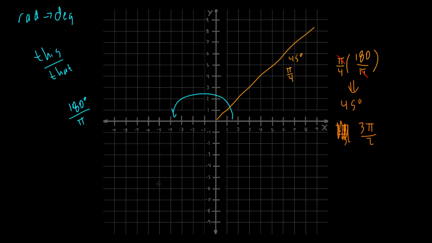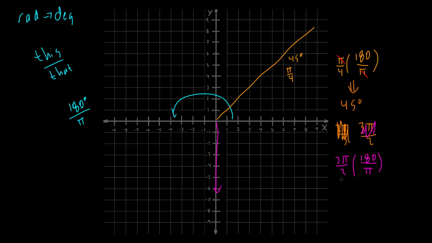So let's do this in a different color. This is the one we're working on, and that is 3 pi over 2. That's the angle we know, and we're going to multiply that by our little conversion thing. Remember, it's this divided by that, and it's going to be 180 divided by pi.